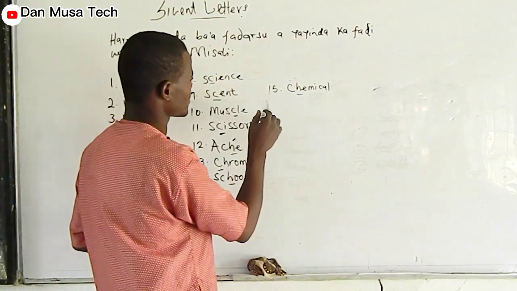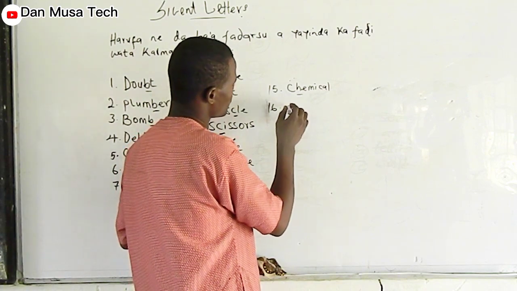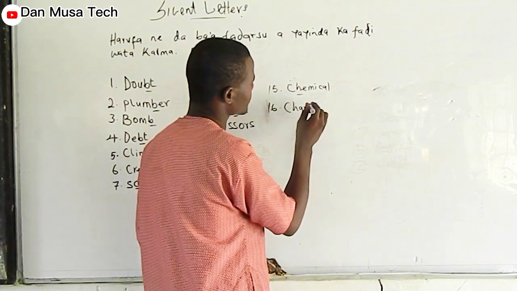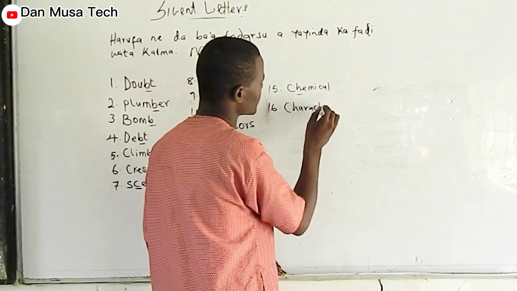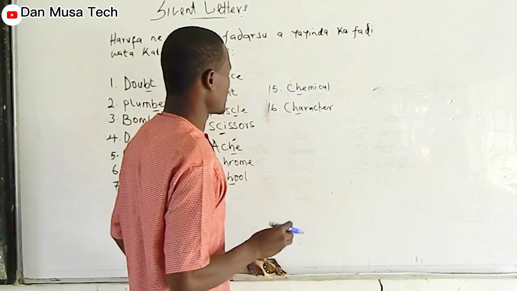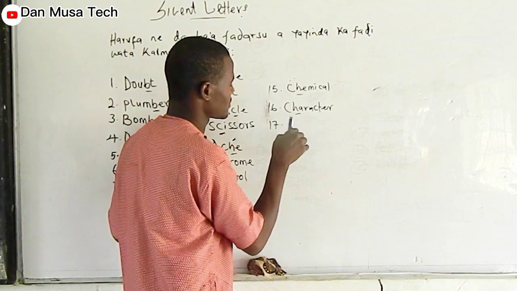So let's take it. And we have monarchy, mechanic. Let me write character. Yes, character. So this H is silent, because we are saying car. Number 17. Yes, we have often.